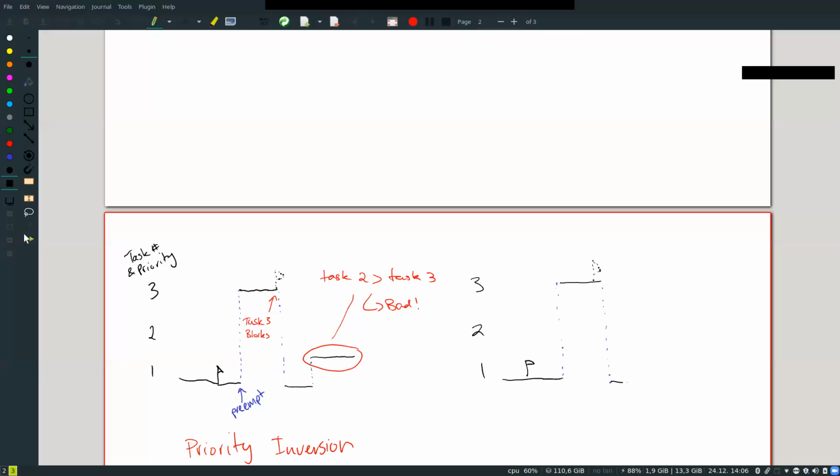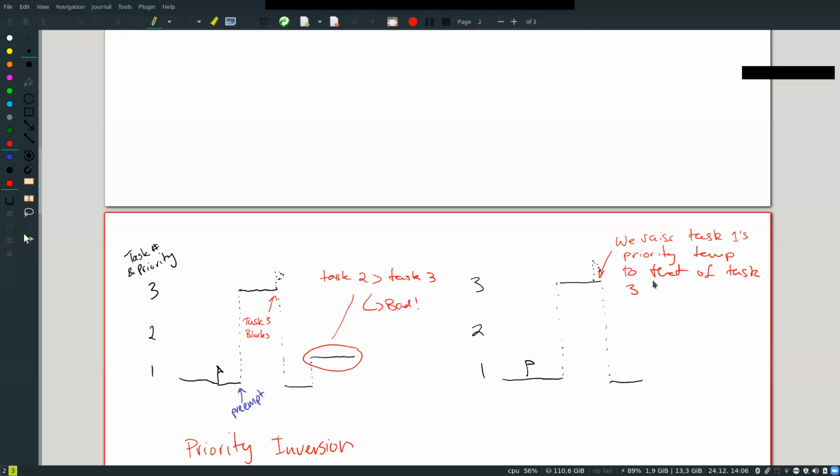Now we get to this point where task 2 wants to preempt. But the thing that stops it from being able to preempt is that at the moment that this resource is tried to be obtained, right here, we raise task 1's priority temporarily to that of task 3.